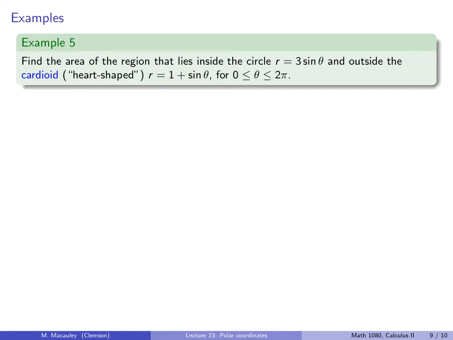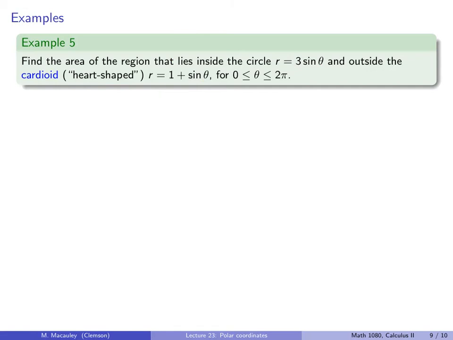Let's do an example of what we just learned with area. So here's a problem. Find the area of the region that lies inside the circle r equals 3 sine theta and outside the cardioid, which is derived from heart-shaped. It's either Latin or Greek, I'm not sure which. I'm not even sure I pronounced it correctly, but I'm not going to say it again. So the heart-shaped region, r equals 1 plus sine theta.